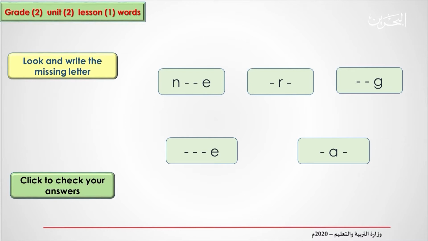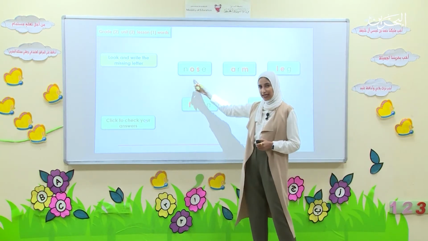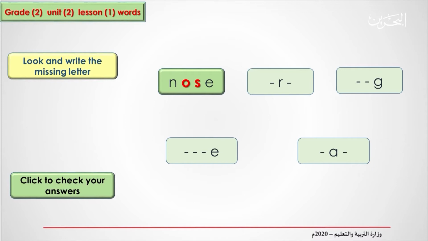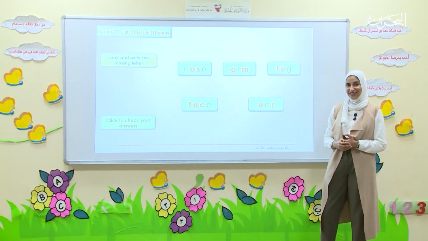Now let's check your answers. In the first word, we have two missing letters, O and S. Nose. In this word, we have arm, A-R-M, arm. Two missing letters in the word leg, L-E, leg. In the word face, the first three letters are F-A-C-E. The last one is E-A-R, ear. Very good.